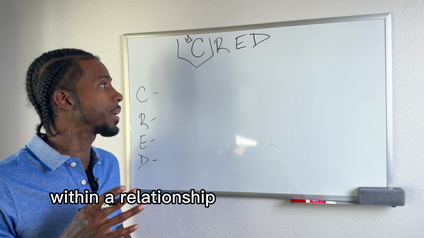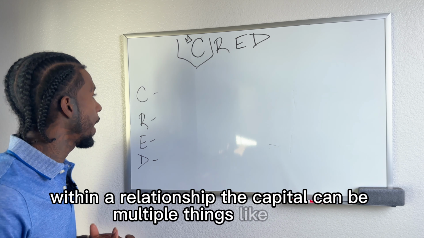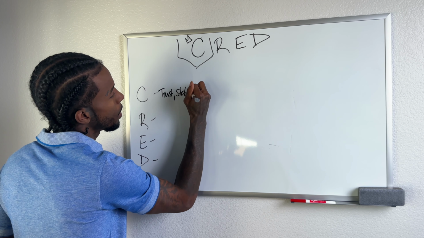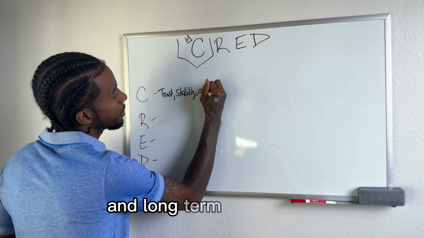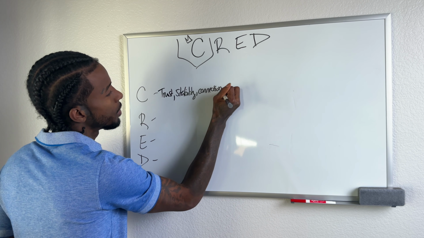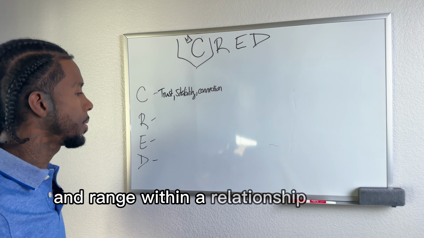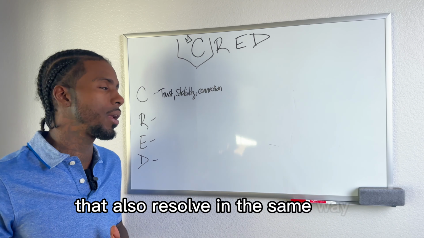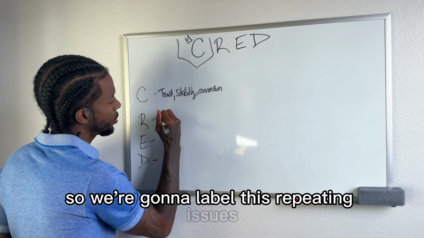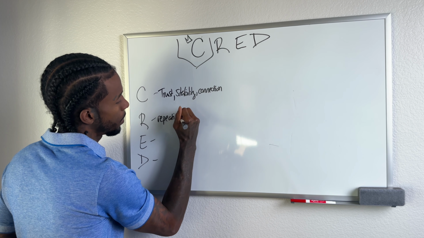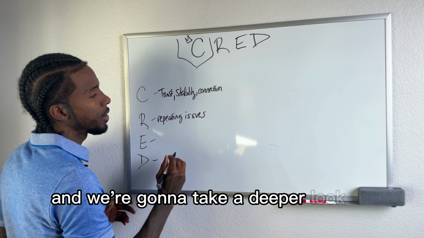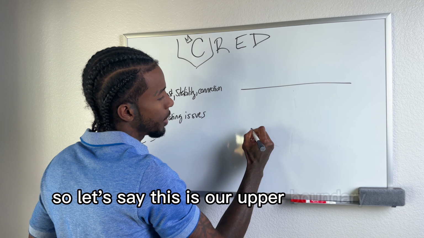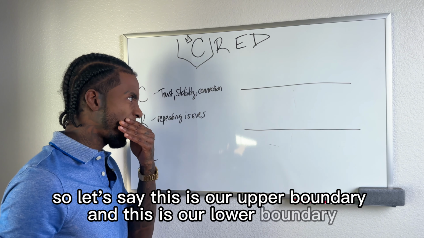Within a relationship, the capital can be multiple things like trust, stability, and long-term connection. And the range within a relationship will be the same issues that show up that also resolve in the same way. So we're going to label this repeating issues. And we're going to take a deeper look at this within an illustration. So let's say this is our upper boundary and this is our lower boundary.